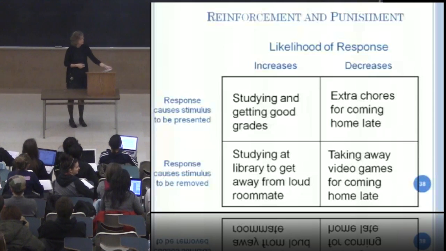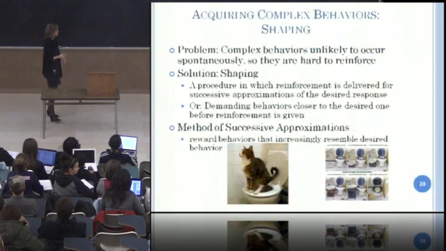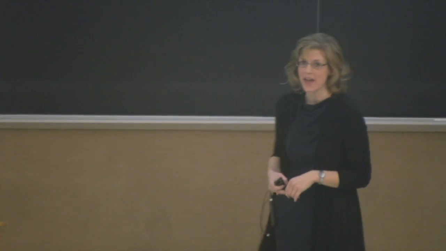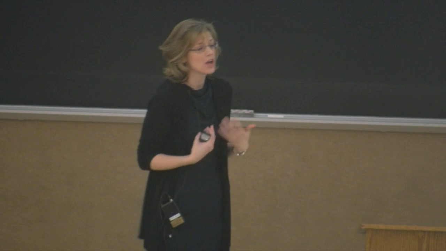Okay. Reinforcement and punishment. However, sometimes behavior is a little more complex. We all do slightly more complex behaviors than that. So how do you get there? Something called shaping. In order to acquire more complex behaviors, we do something called shaping.